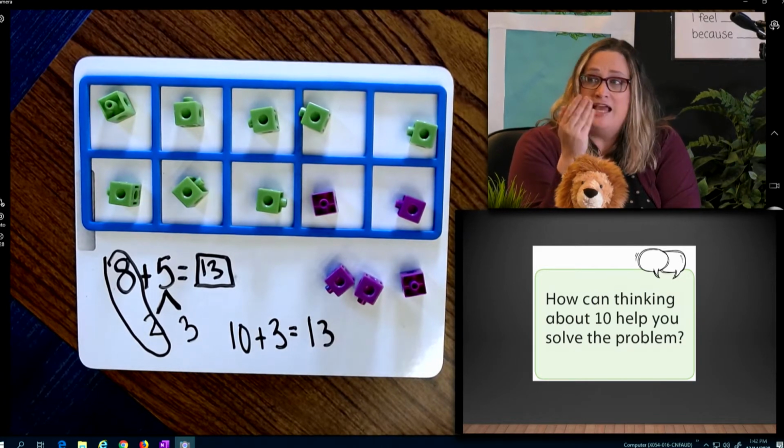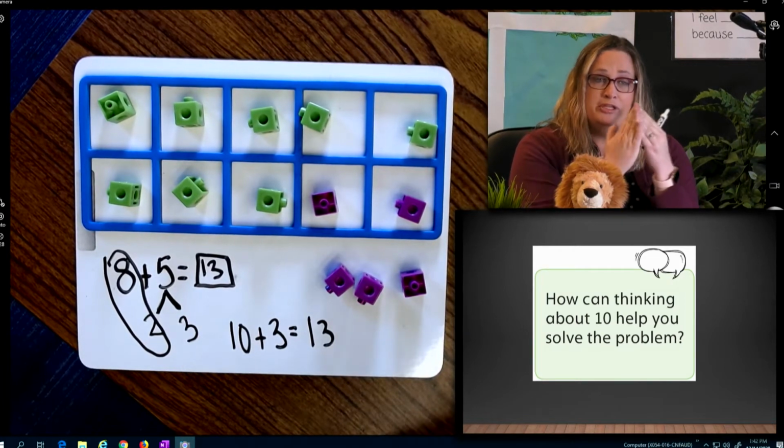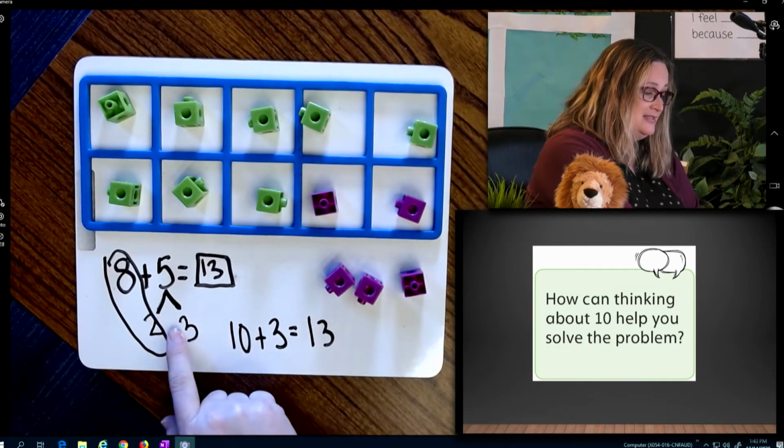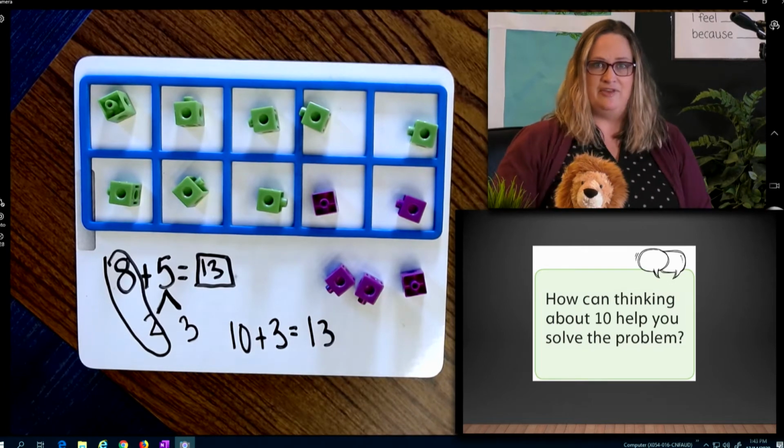Yeah, we know 10 and some more makes teen numbers. So if we can figure out how to make a 10 by decomposing or pulling apart the other addend, then we can have a 10 and then just add the leftovers. And it makes it much faster, doesn't it?